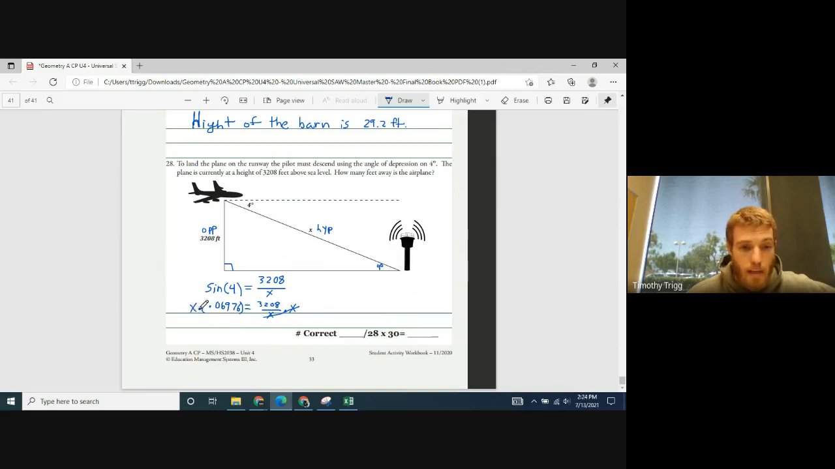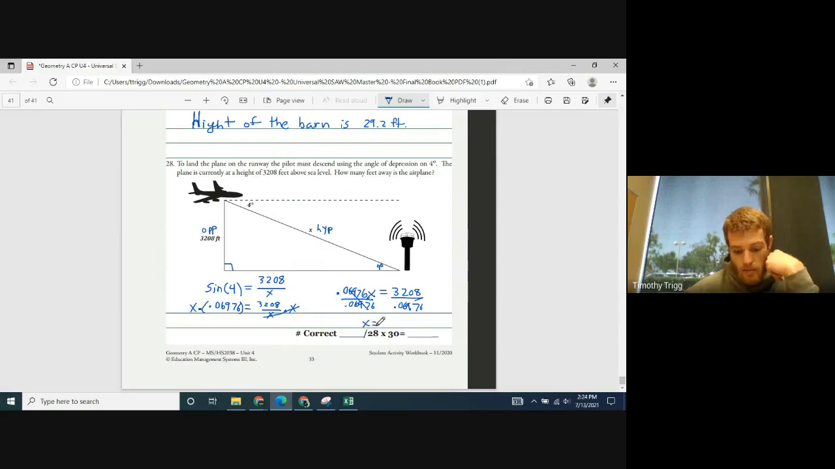Okay, so we got x times 0.06976 equals 3,208. So I'm going to write it as 0.06976x equals 3,208. Now to get x by itself, you divide by 0.06976, right? Divide on the other side by the same amount, 0.06976. Divide that, and that'll give you what x is.